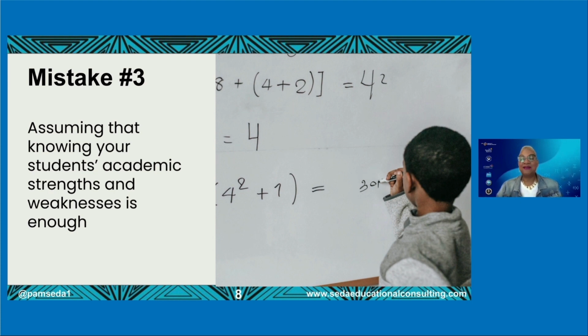And so what I have found is sometimes we unknowingly think that because students are performing well in our class, they are doing just fine. And sometimes that's not the case. And other times we assume because they're struggling in our class that things aren't okay. And unfortunately, knowing students' academic strengths and weaknesses isn't enough to help meet the needs of all of our diverse learners. So what should we do instead?